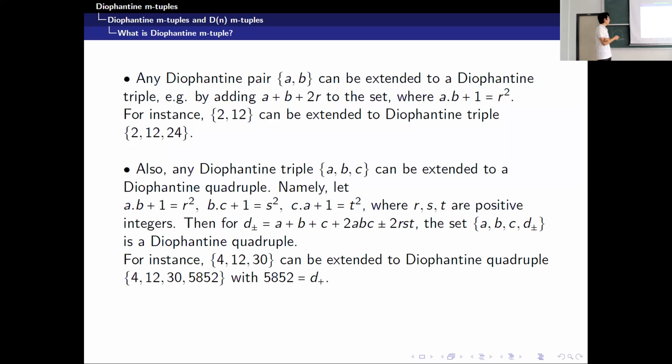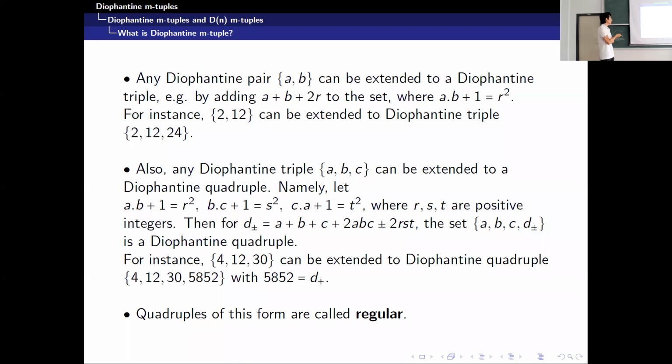And also, if I have a Diophantine triple, I can extend it to a Diophantine quadruple. And this is my perfect square equation. Let's say my fourth number will be d, and d is equal to A plus B plus C plus 2ABC minus or plus 2rst. As you can see, d can be two different numbers, depending on plus or minus 2rst. And you can see an example here.